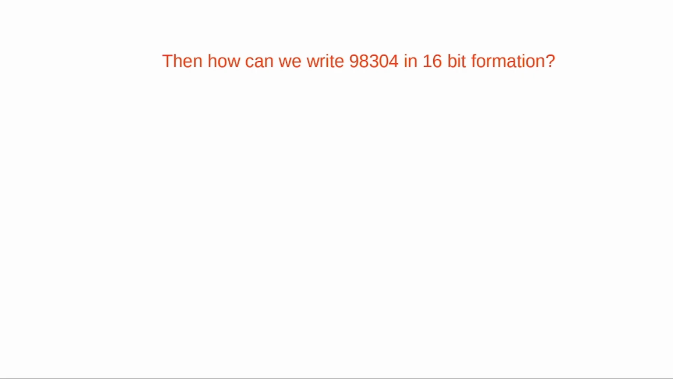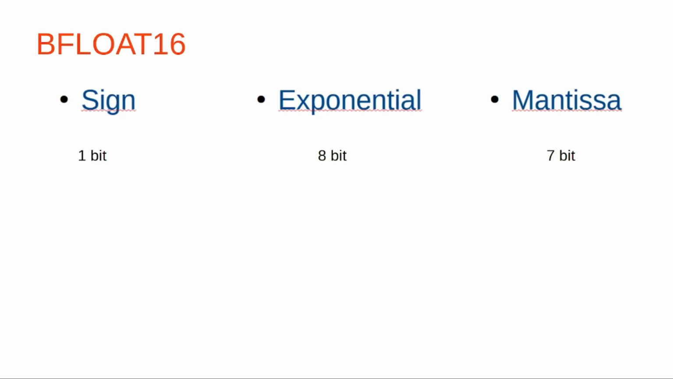We need to save memory by using only 16 bits, but our target number, 98,304, is too large for the standard half-precision format. How can we possibly fit this value into a 16-bit space? The answer lies in a clever architectural trade-off: increase the exponent and decrease the mantissa. By dedicating more bits to the exponent, we can match the massive range of a 32-bit float, even if it means sacrificing some fine-grained precision in the mantissa. This specific balance is the secret sauce behind BFloat16, the format that powers modern large language models. Let's see exactly how those bits are distributed.